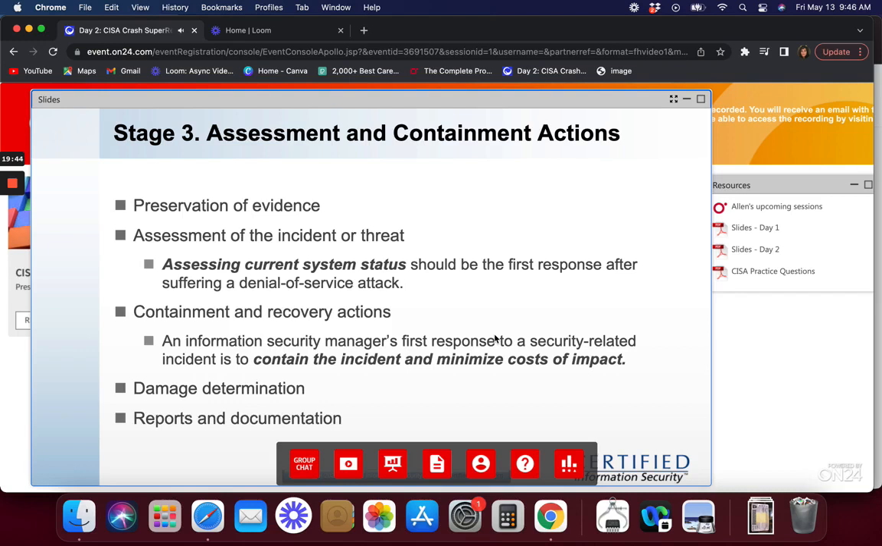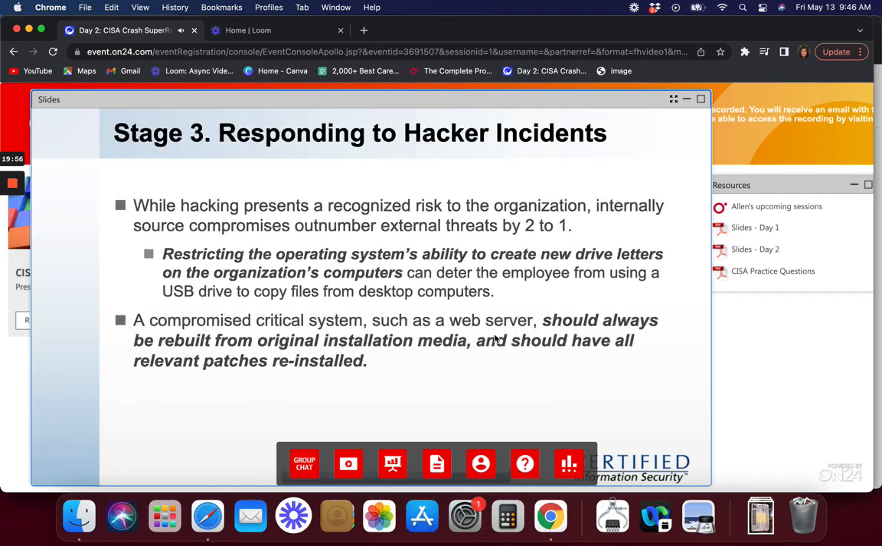Again, assessment containment actions: assessing current system status needs to be the first response after suffering a denial of service attack. This is just general stuff you'll be memorizing for your test. Again, responding to hacker incidents. One of the very first things you want to do is try to prevent hacker incidents by perhaps restricting hardware usage. And by that, you're hardening the systems to not do as much. Therefore, they can't be compromised as easily.